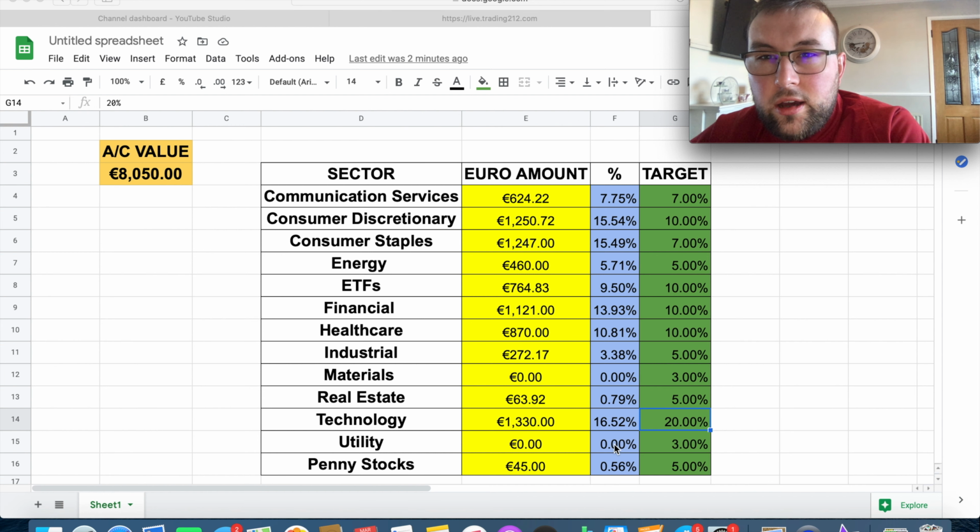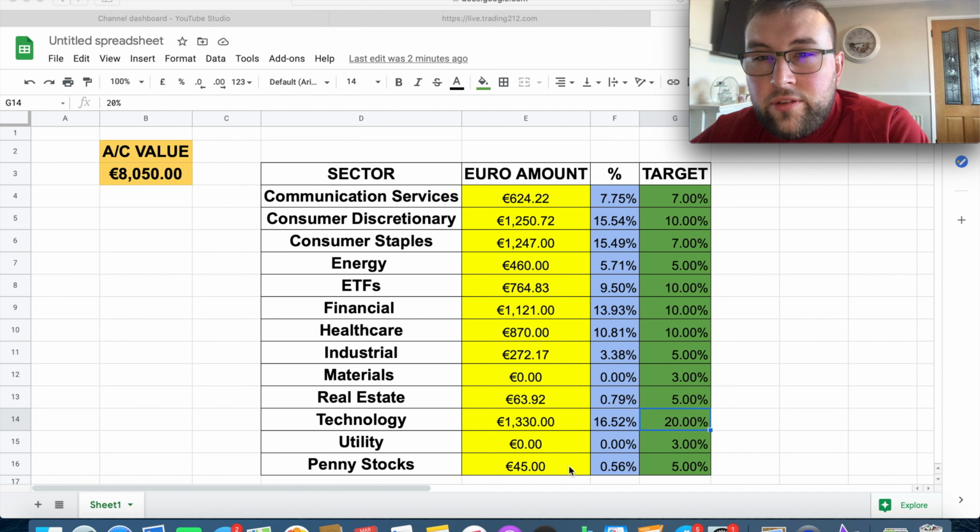In my utility pie, we currently have nothing, just like materials, and I would like to have about 3% of my overall portfolio allocated here. Again, just to help improve my diversification. So again, just like my materials, I haven't found a company yet that I'm interested in here, but I'm going to continue looking.